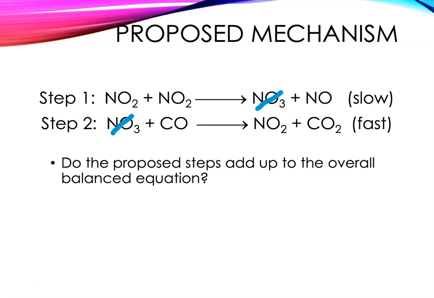And the answer is, well, the NO3 is on both sides, so that cancels out. And then 1 NO2 cancels out on both sides. So yeah, this does add up to the overall balanced equation. So from that requirement, we're fine.